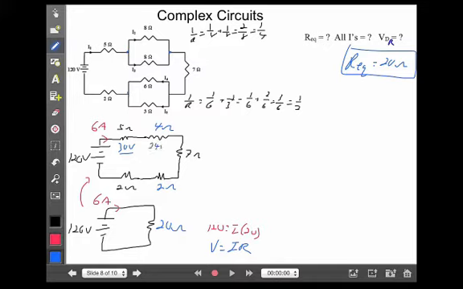6 times 4 is 24 volts. 6 amps keeps going around to the 7 ohm. That's 42 volts. 6 amps comes around to the 2 ohm. 6 times 2 is 12 volts. And then it hits another 2 ohm, and it's 12 volts. And now I'm going to pause for a second and say, well, am I right? Well, if I add 30 volts, 24 volts, 42 volts, 12 volts, and 12 volts, I get 120 volts. I've dropped all my voltage in a series circuit. I must be doing something right.